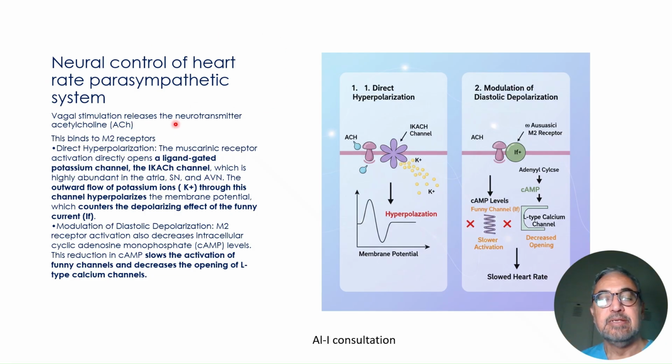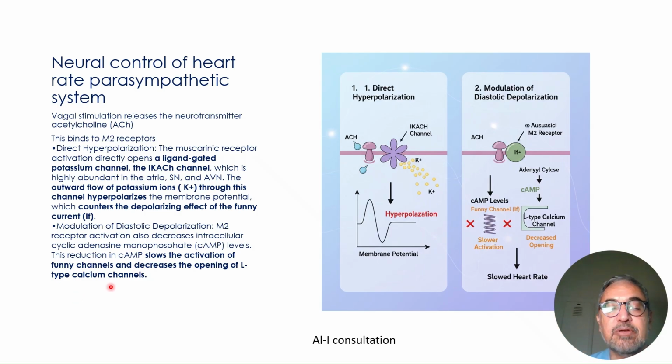The neural control of the heart is by the parasympathetic and sympathetic systems. The vagal stimulation is related to the neurotransmitter acetylcholine. Acetylcholine is important in controlling the heart rate. Muscarinic receptor activation directly opens a ligand-gated potassium channel, which is highly abundant in the atria, sinus node, and AV node. This outward flow of potassium ions through the channel hyperpolarizes the membrane potential, which counters the depolarizing effect of the funny current and therefore slows down the heartbeat.